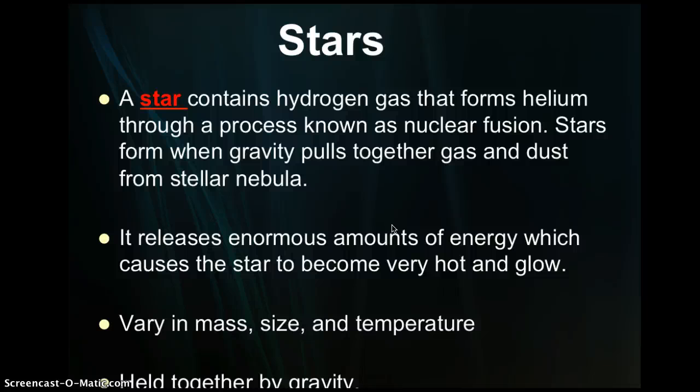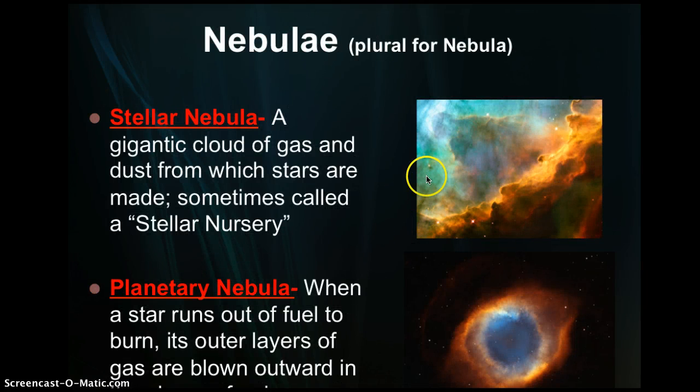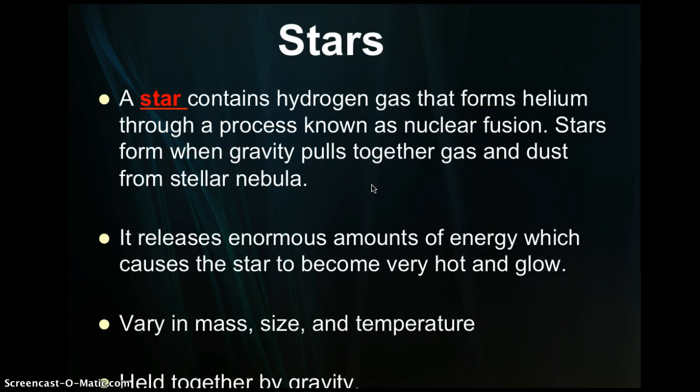Stars begin in a stellar nebula. They contain hydrogen gas, and as that hydrogen gas burns, it forms helium through a process known as nuclear fusion. Stars form when gravity in that nebula starts to pull together gas and dust. So in a nebula, you start to get all of this coming together. Stars release enormous amounts of energy, and that is what causes the star to become very hot and glow.